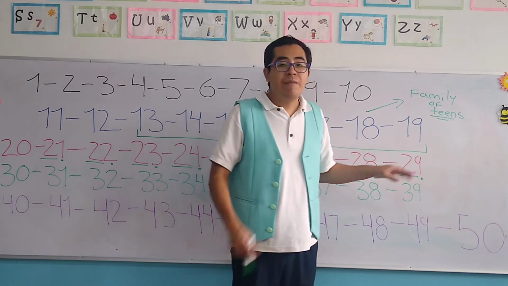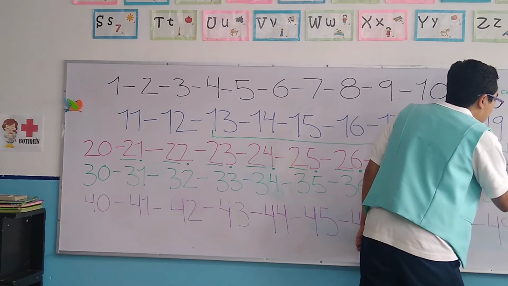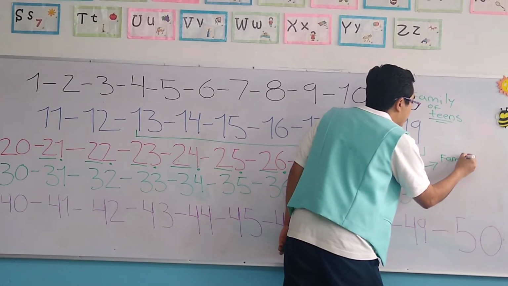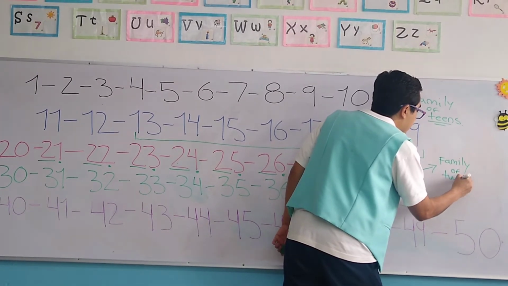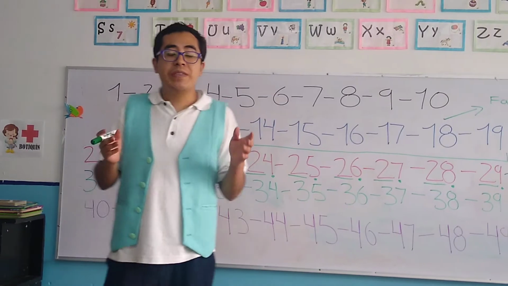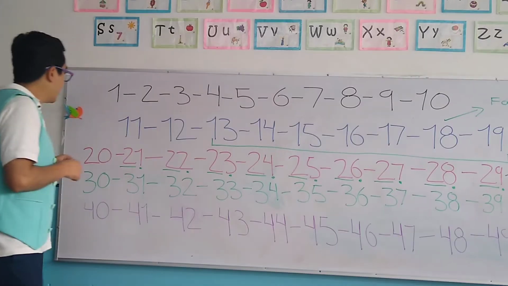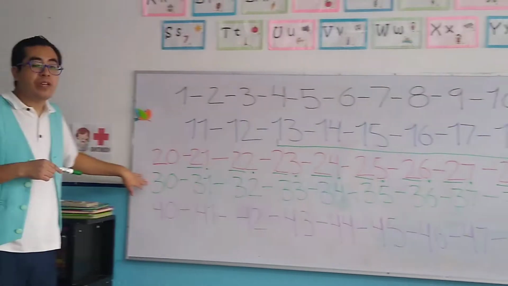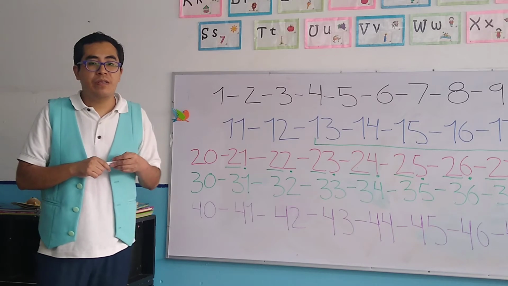So, the family of 20s. La familia de los 20s. Family of 20s. Okay, one more time. The family of the 20s begin with number 2. So, after the 20s, we continue with the 30s. Vamos con los 30s, okay?